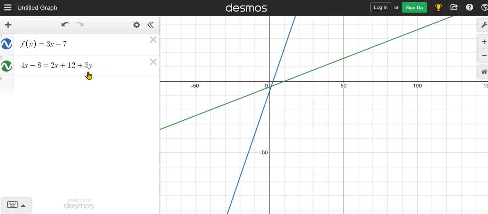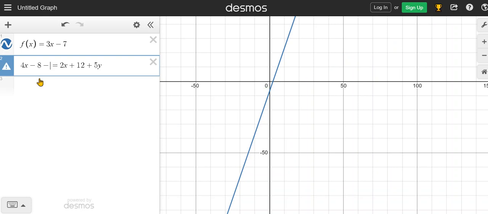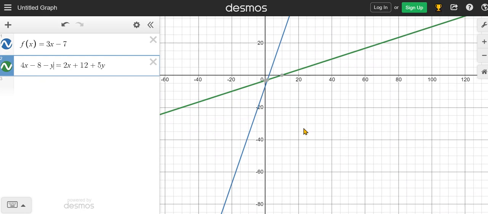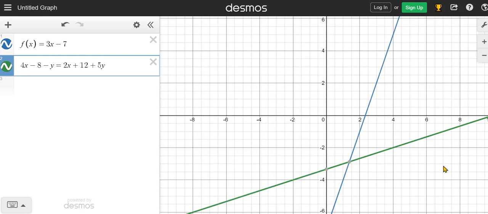And I could change this equation. I could put over here 4x minus 8. Let's say I just want to add in a minus y over here. I can do that. And Desmos will just recalculate it. And then I can go to the little house, left click, and it gives me my standard view back. So I have an equation, a linear equation. Both of these are linear, a linear function and a linear equation.